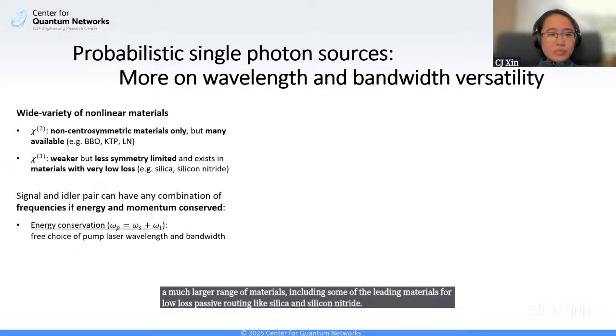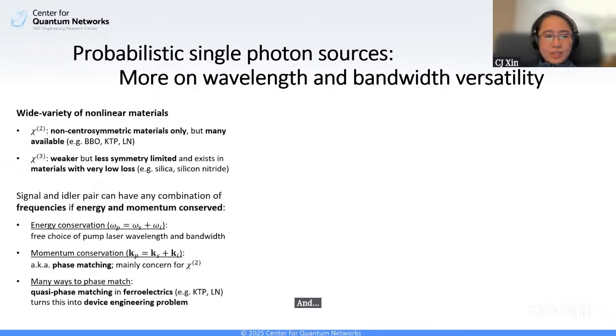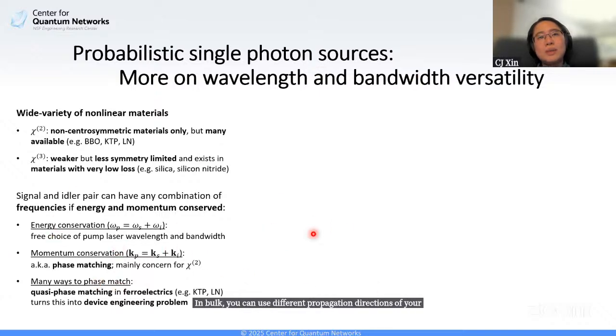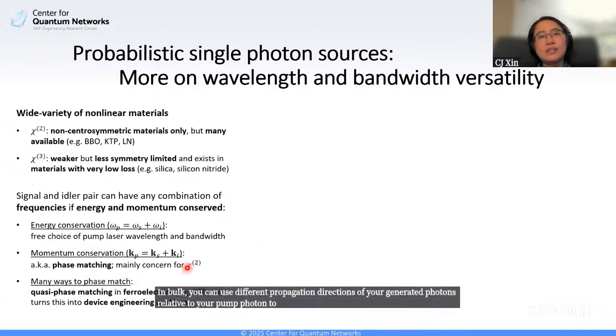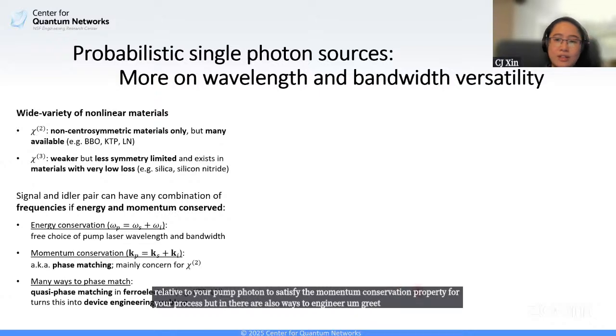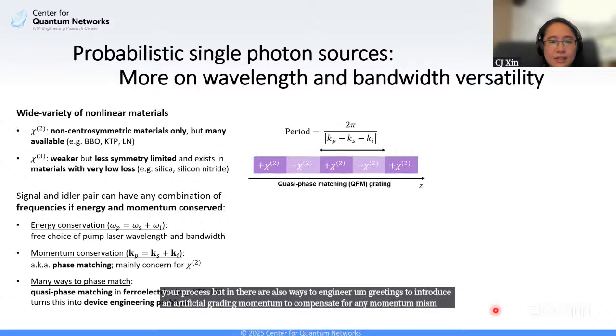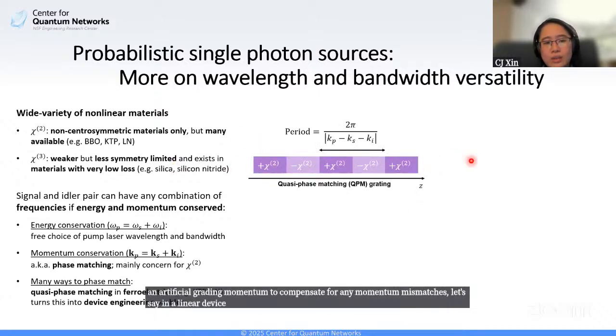And this is basically a restatement of energy conservation. The momentum conservation condition is a little bit more tricky. In bulk, you can use different propagation directions of your generated photons relative to your pump photon to satisfy the momentum conservation property for your process. But there are also ways to engineer gratings to introduce an artificial grating momentum to compensate for any momentum mismatches, let's say in a linear device, like in a collinear waveguide or that kind of thing.